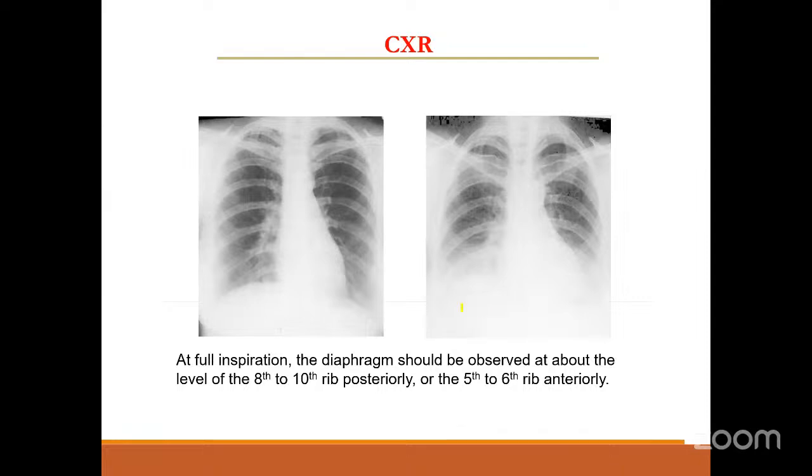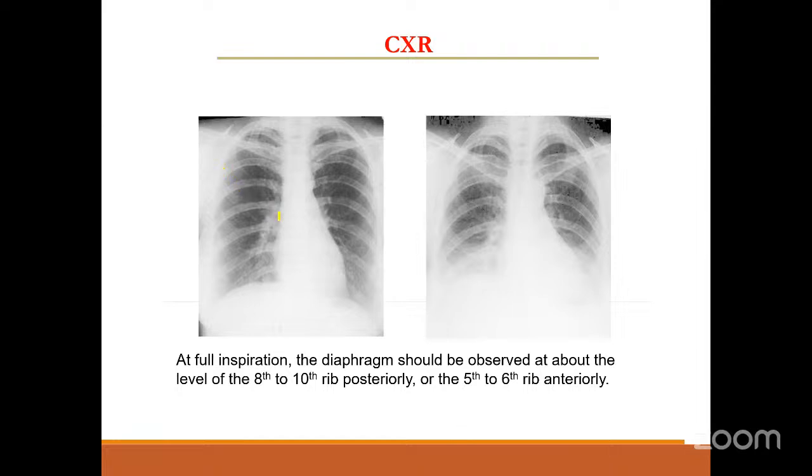Next comes whether we have taken an image of an inspiratory film or not. So how do you ascertain that? At full inspiration, the diaphragm should be observed at about the 8th to 10th rib posteriorly or the 5th to 6th rib anteriorly. You can see the difference between the right and the left images which I have shared. A proper inspiratory film will have at least 8 to 10 ribs appearing on the posterior aspect, or at least 5 to 6 anterior rib ends should cross the baseline.